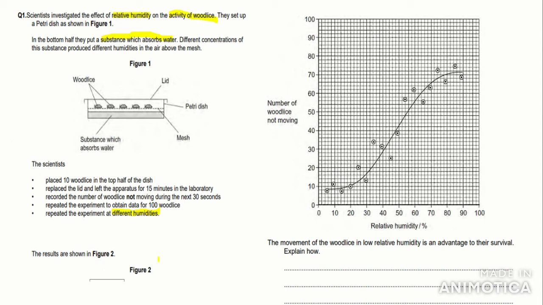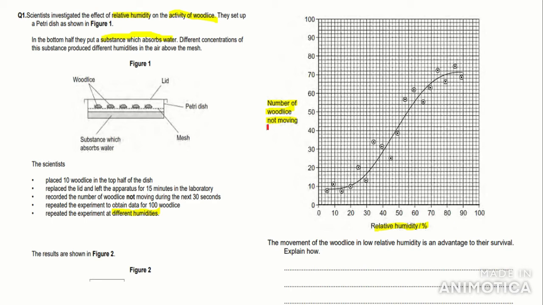The results are shown in Figure 2, which is this graph here. On the x-axis we have relative humidity, and on the y-axis we have the number of wood lice not moving. I'll just underline that so you can make it clear. Not moving.